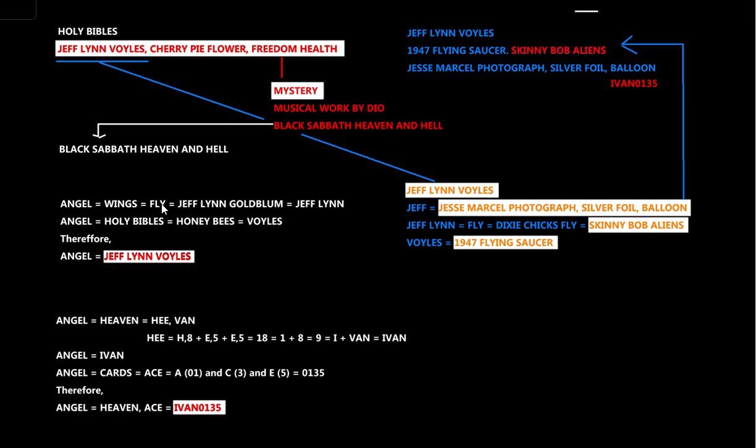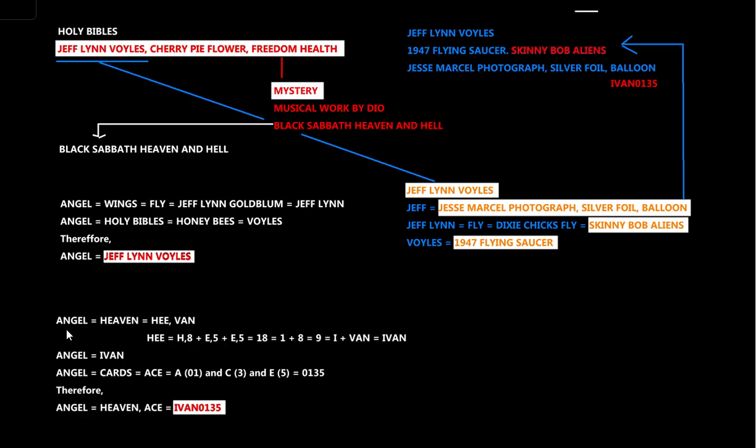The name of his movie Fly is found not in his last name, but in his first and middle name. Therefore, we carry over the first and middle name and discard the Goldblum to get Jeff Lynne. Angel is a character found in Holy Bibles. Holy Bibles translates to honeybees. Honeybees translates to Voiles. Therefore, angel equals Jeff Lynne Voiles. Therefore, the angel on the cover of Heaven and Hell translates to Jeff Lynne Voiles.